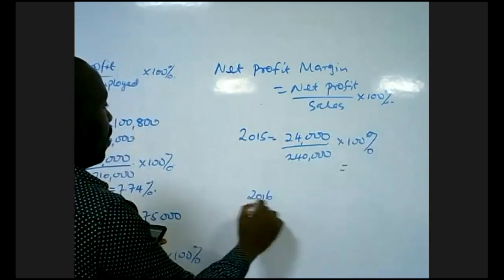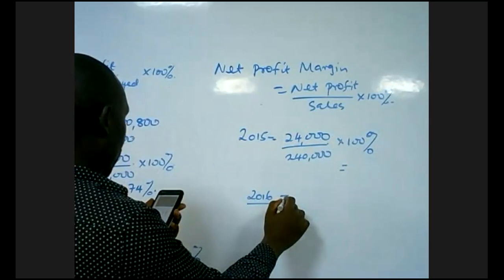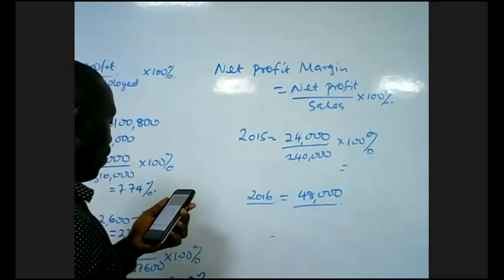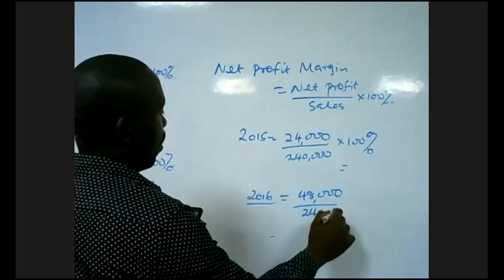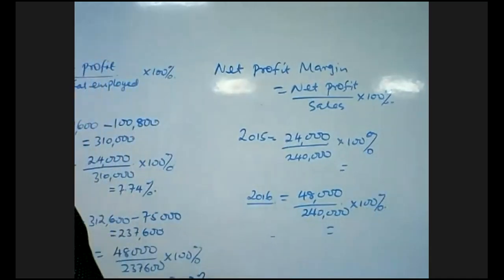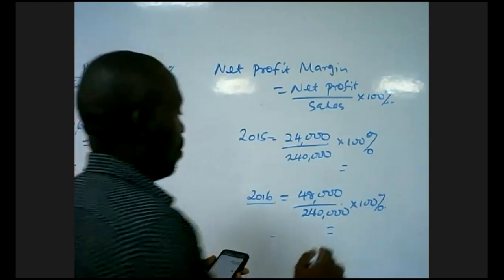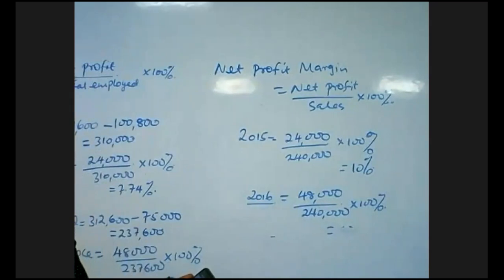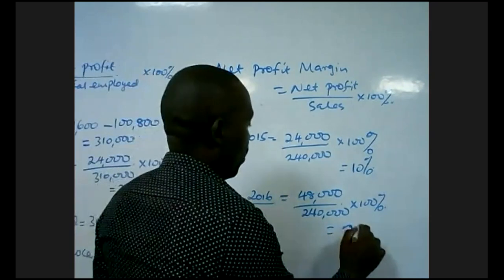For the year 2016, the net profit for that year was 48,000, divided by sales for that year, also 240,000. Get that. So for the year 2015, it's going to be 24 divided by 240, which is going to be 10%. The other one is 48 divided by 240, 20%.